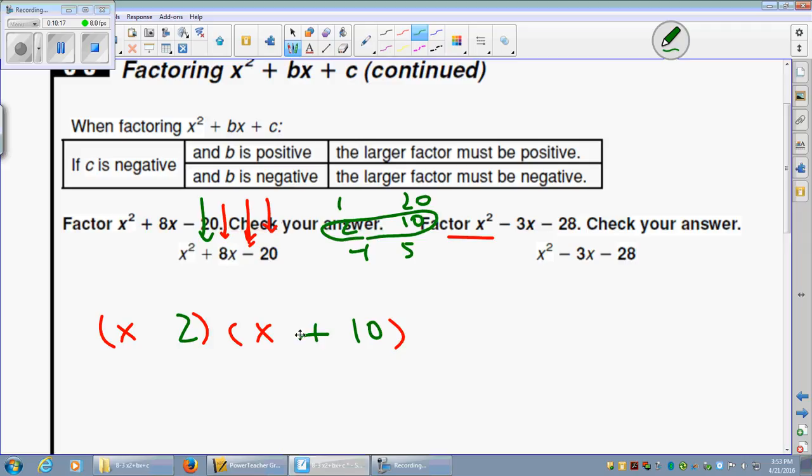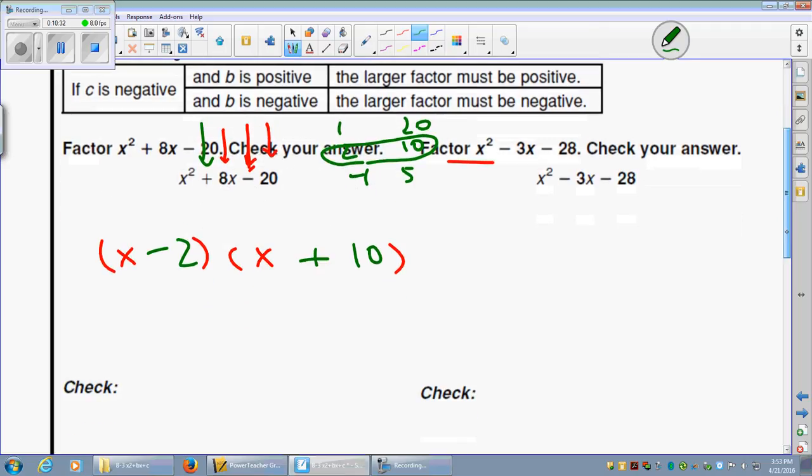That's why that's helpful. That's why I've been pointing that out this whole entire time. So if I have a plus 10, what more do I need to do to get to 8? Do I need to add 2 or take away 2? Obviously, I need to take away 2, because then 10 minus 2 is 8. If you really wanted to check it, we'll check just one of these. I'll do this one for us.